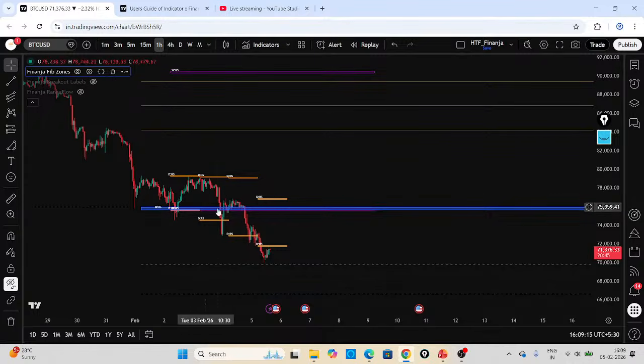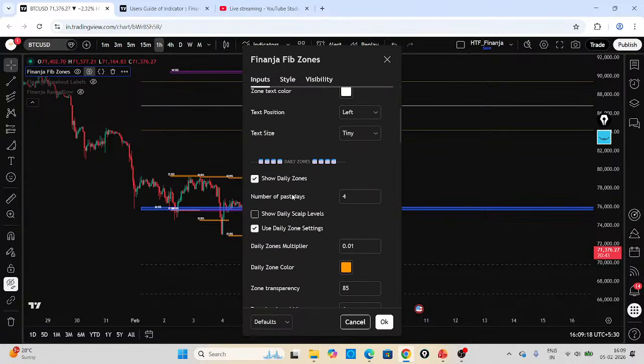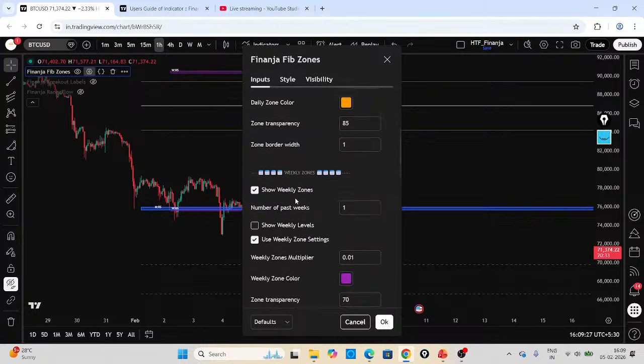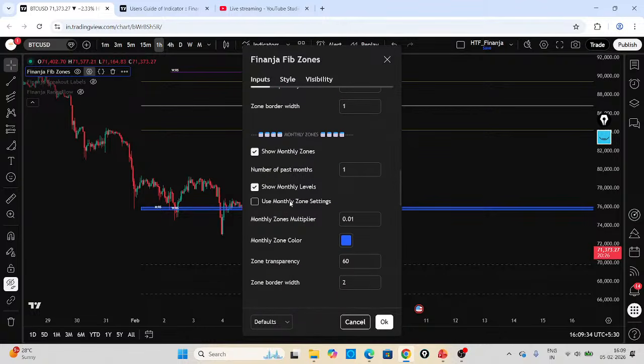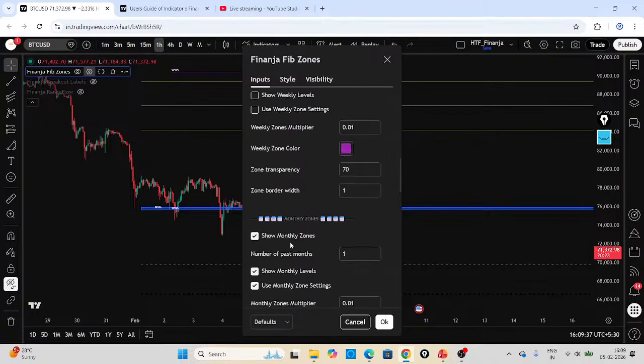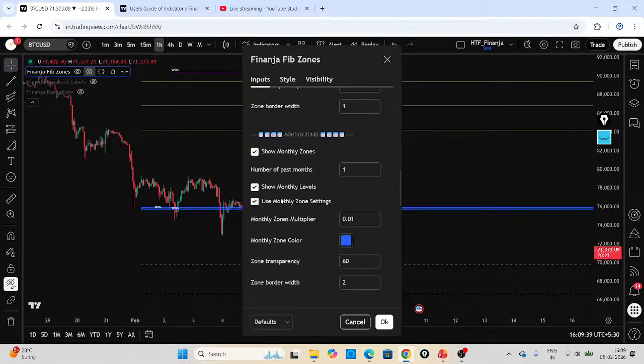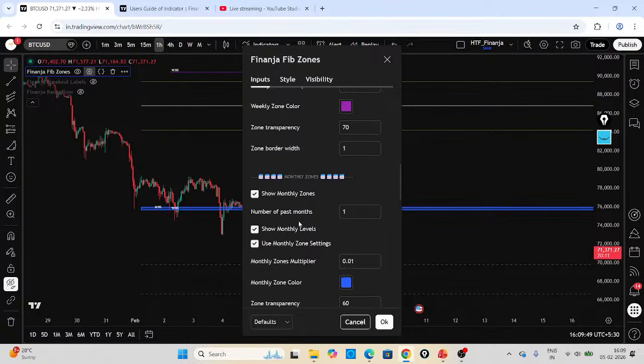Also, if it is too much clutter for you, one more feature: if you don't want zones, you can convert them to lines also. I will go for only one. Weekly, you can also convert to a line. You can toggle off this zone setting, and also for monthly. But I'd suggest these will give you proper confirmation that these zones are very strong zones, these might be important zones, and I can take some trade.